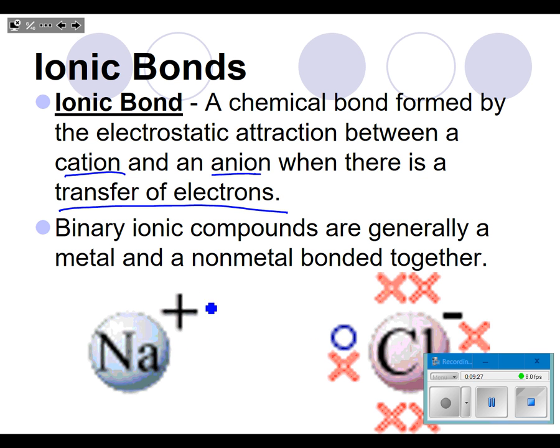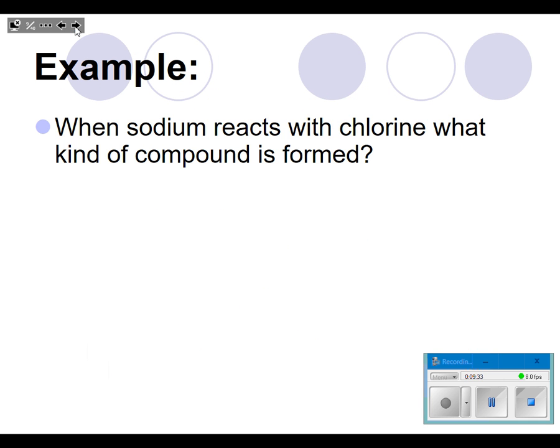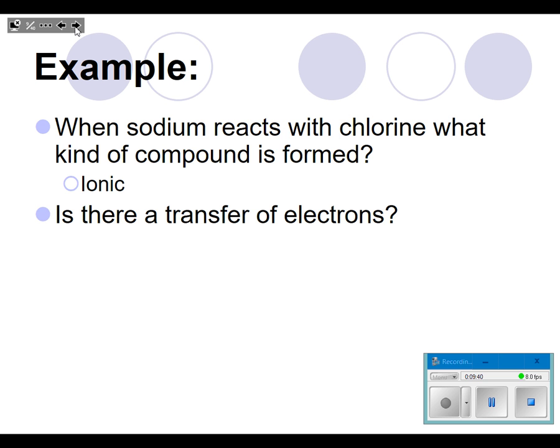And now they are bonded because of that transfer of electrons in an ionic bond. That creates table salt. So when sodium reacts with chlorine, what kind of compound is formed again? Ionic. Okay. Is there a transfer of electrons? Yes. And the reason is that when sodium and chlorine make a compound, it's a metal and a nonmetal. Remember, metals are on the left side of the staircase, and nonmetals are on the right side of the staircase. And then the metalloids, except for aluminum, are on the staircase itself.